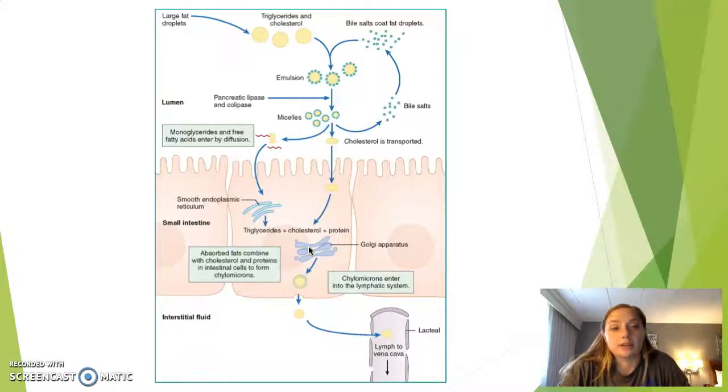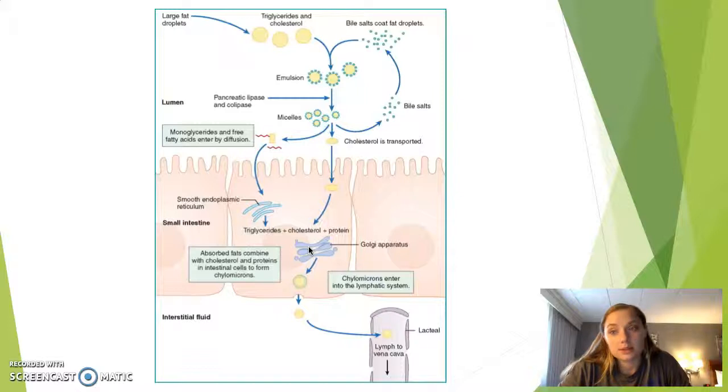Then pancreatic lipase and colipase come in and break them down into monoglycerides and free fatty acids. These are then stored in the micelles, so the pancreatic lipase and the colipase break the micelles down into the monoglycerides and free fatty acids. Those then move out of the micelle and through the cell through simple diffusion through the apical membrane.